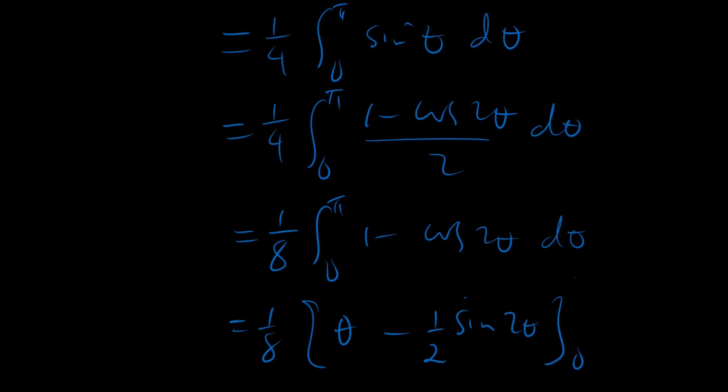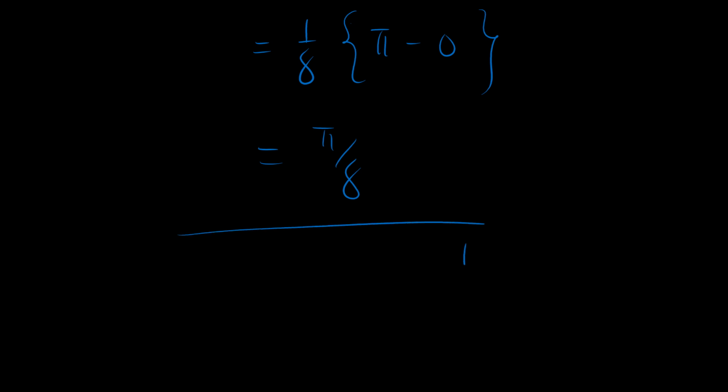from 0 to pi. And we know very clearly that this part here tends to 0 for both limits, pi and 0. So as we go forward, our answer is an eighth of pi minus 0, which is pi over 8, and that is our answer.